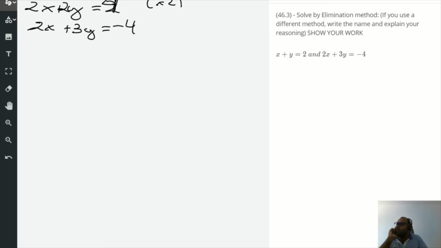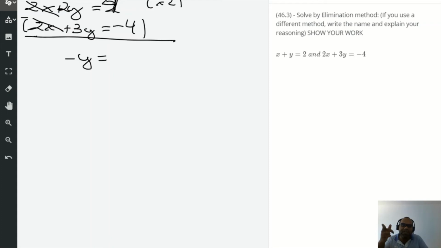Let's check the coefficient. Positive here, positive here. The above coefficient is positive, so I need to subtract. Remember, subtract everything here, so it will be the opposite. I'm adding the opposite. 2x plus the opposite, negative 2x, goodbye, 0. 2y minus 3y is negative y. Here 4 minus negative 4, I'm adding the opposite, I'm adding 4. 4 plus 4 is 8.